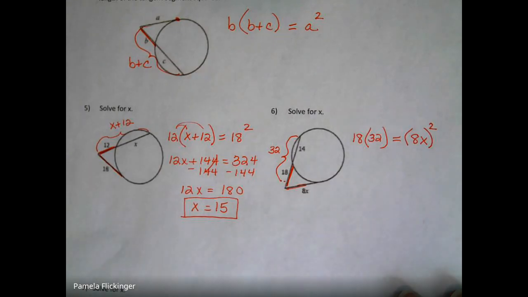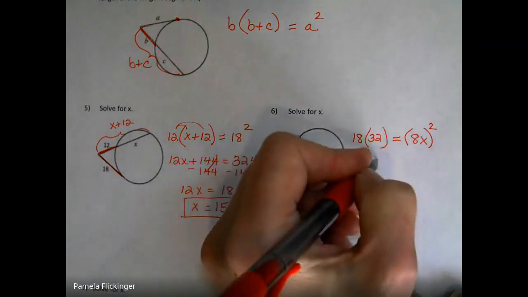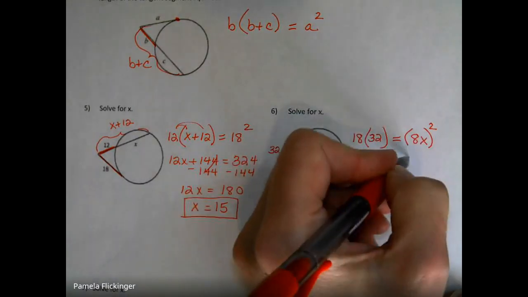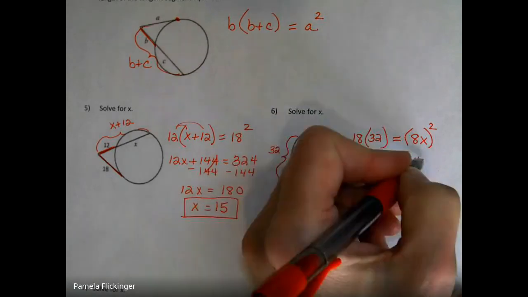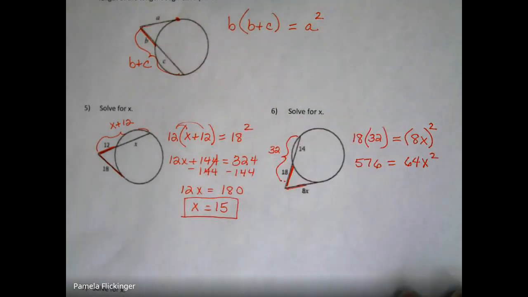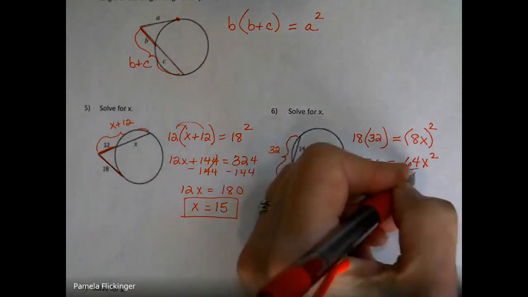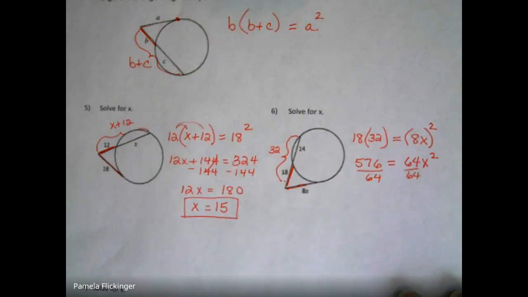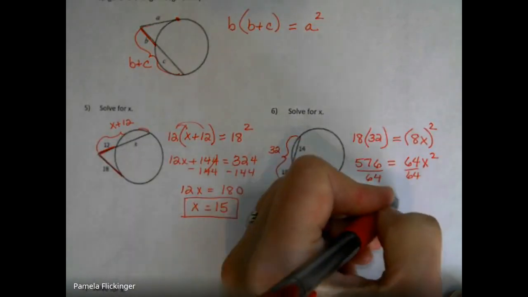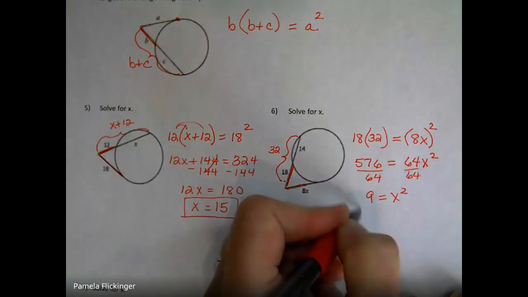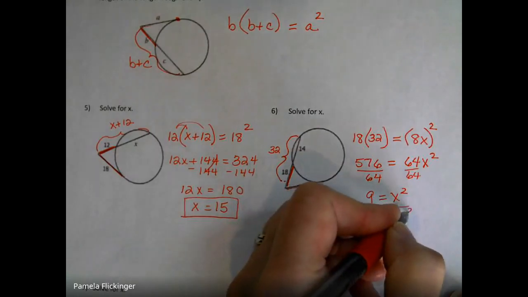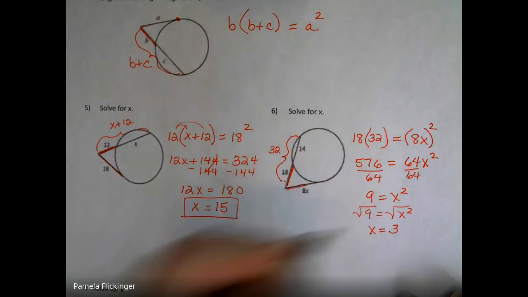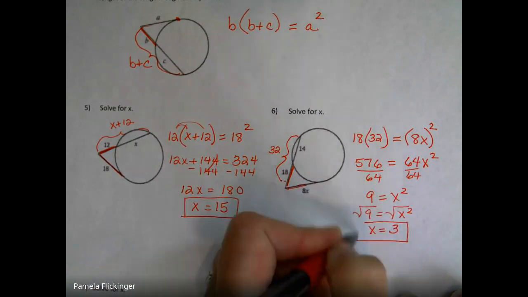All right, 18 times 32 on the left is 576. And then this will give me 64 for the 8 squared, and then x squared for the variable squared. So we're going to divide both sides by 64. And we will get 9 equals x squared, and then take the square root of both sides, and x will equal 3. And that is what they wanted, was just x.